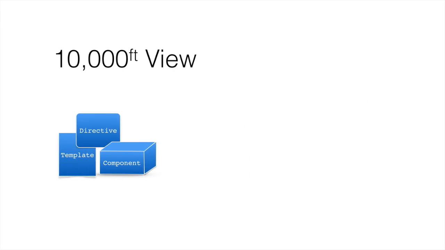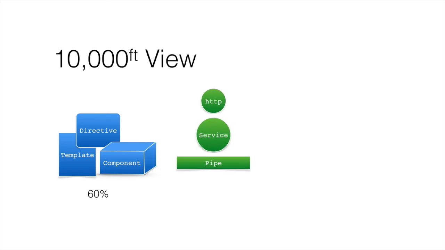So at the core of Angular, you have components, directives, and templates. And we're going to spend 60% of the course talking about these concepts. I would consider these concepts to be in the core of Angular. Then you have pipes, services, and HTTP that transform data and give them to your components. And we're going to spend around 20% of the course talking about those.